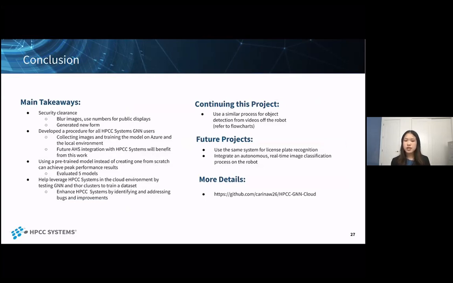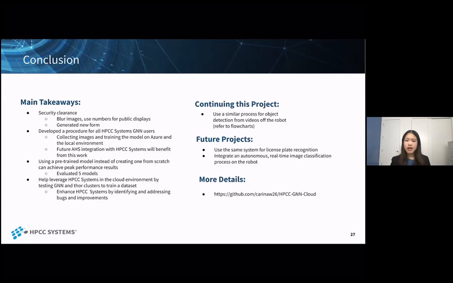Another takeaway was developing the instructions for all HPCC Systems GNN users, which any integration with HPCC Systems and AHS will also benefit from. We also found that using an industry standard model can achieve peak performance results. And this work tested GNN and Thor clusters to train a dataset on the cloud, which addressed some bugs and improvements. A possible continuation of this project would involve using a similar process for, say, object detection.